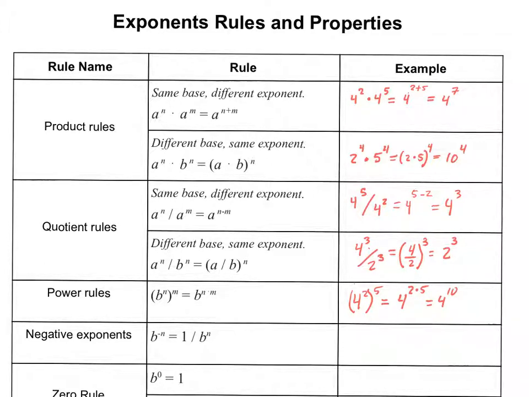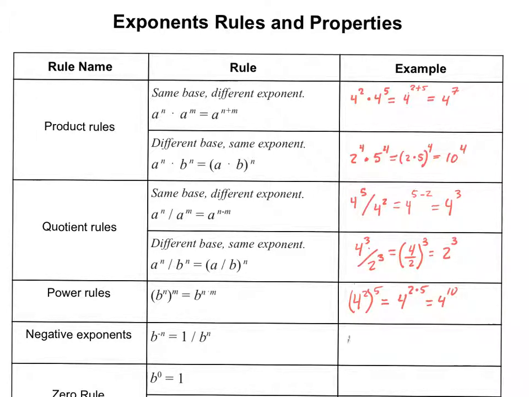Now let's move to the next one. It says negative exponents. So when you have a negative exponent, b to the negative n, then you're going to write this as a fraction. So you're going to write it as a reciprocal, and you change the sign of the exponent. So from being negative, it becomes positive. Also, if you have 1 divided by b to the n power, you could also work backwards and rewrite this as the reciprocal with a negative exponent. So let's see an example.